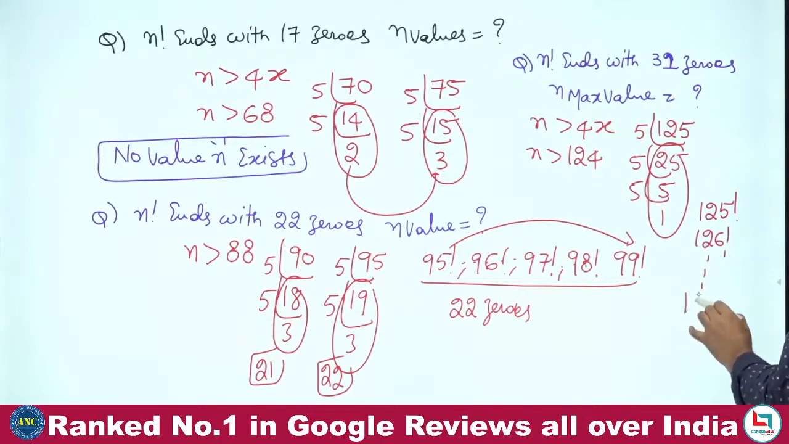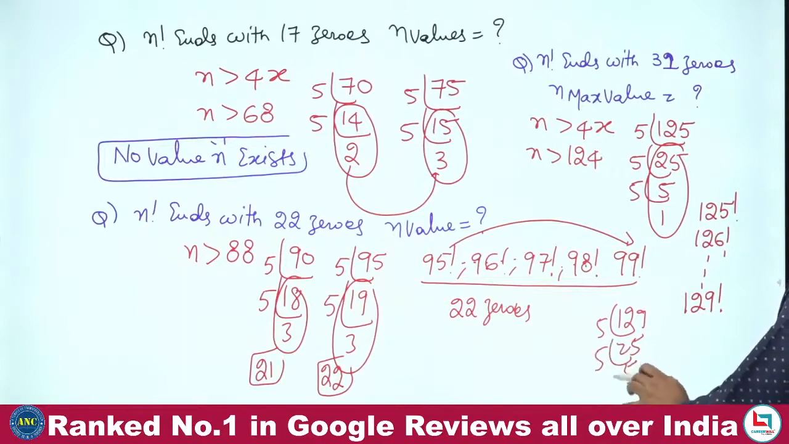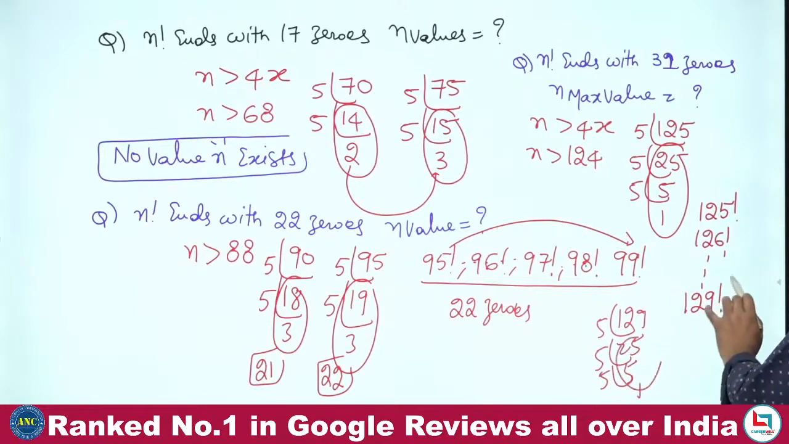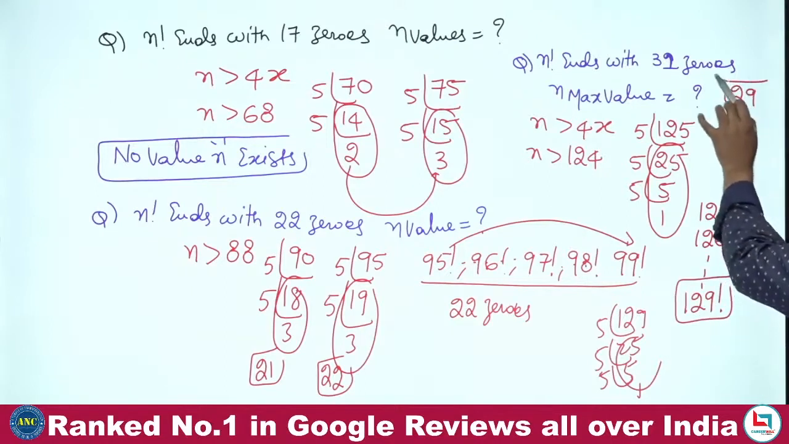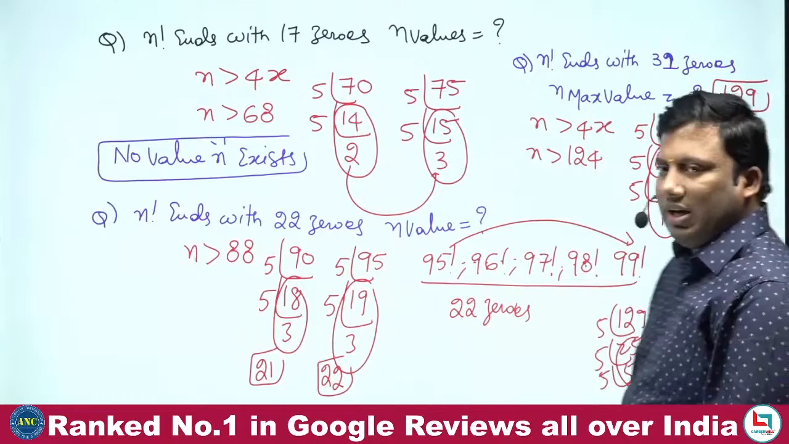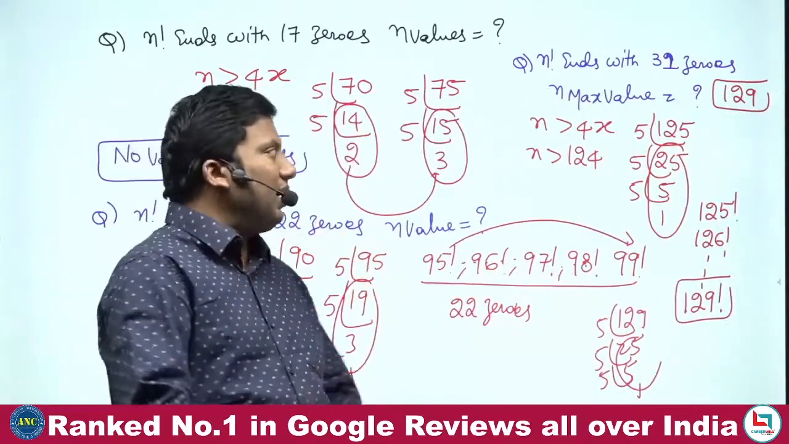126 factorial till 129 factorial. How many zeros will 129 have? 25s, 5 5s, 5 1s. So what is the maximum value n can take? The maximum value n can take will be 129. I hope this concept is clear.